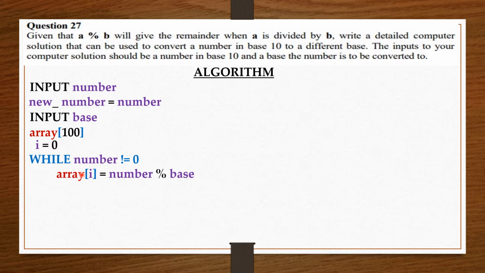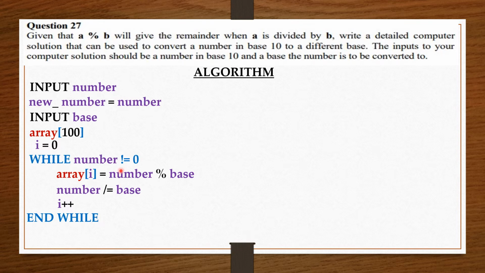Remember we said I equals 0. So start storing the remainder in the first container in the array. That is when I equals 0. Now, after storing the remainder in the first container in the array, divide the number by the base. Now, when you divide the number by the base, move to the next container, that is I++. When you move to the next container, in the while, then check if the number is 0 or not.